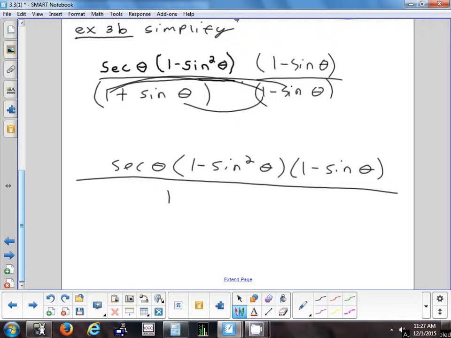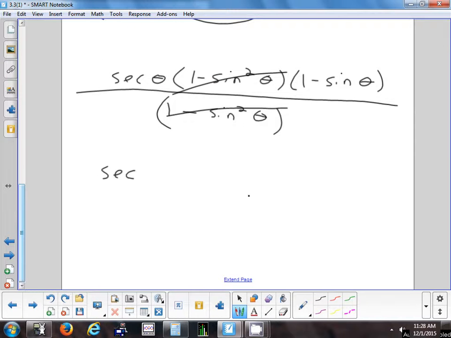And the last part, positive sine times negative sine. Okay, Jackie, what's a positive times a negative? Negative. And what's sine times sine? Sine squared. So that whole part cancels out. Okay, any questions so far? All right, now we're left with secant times 1 minus sine.